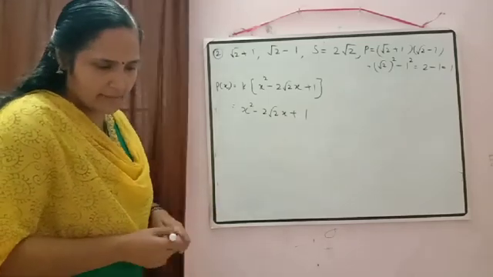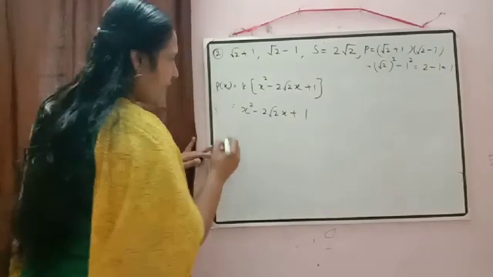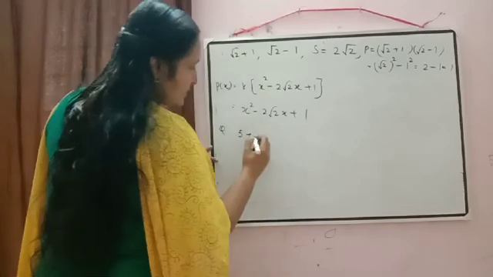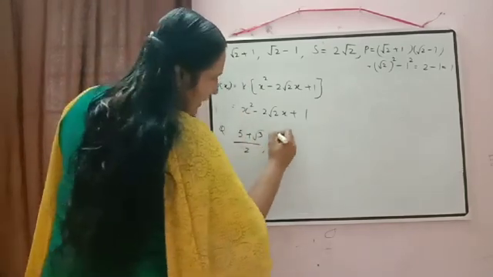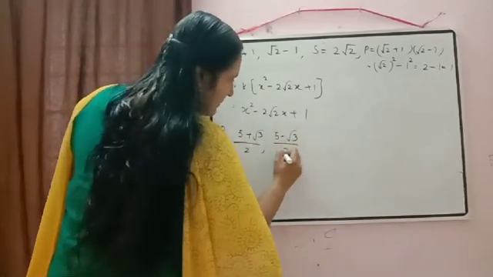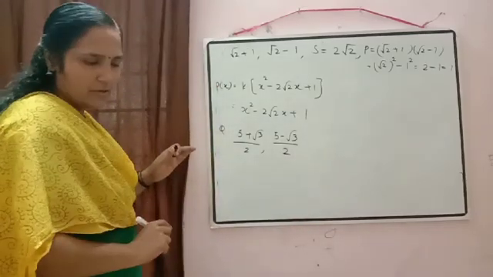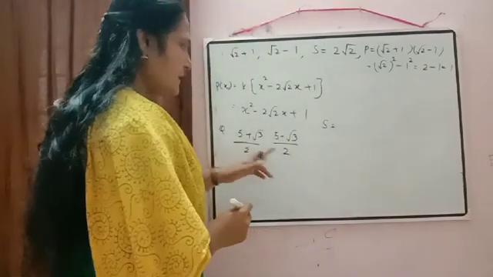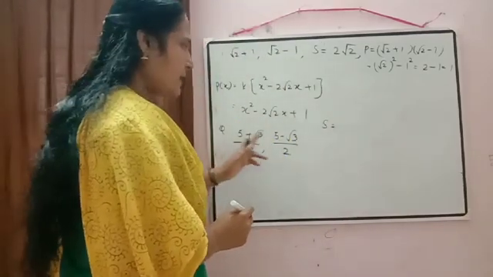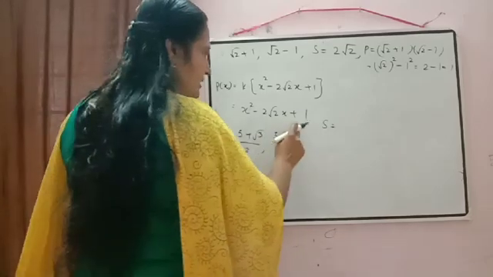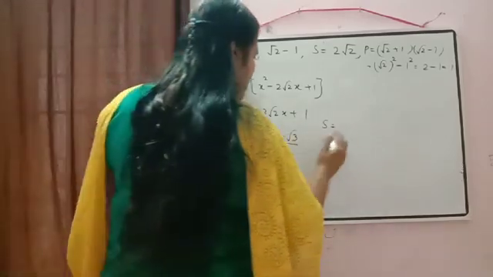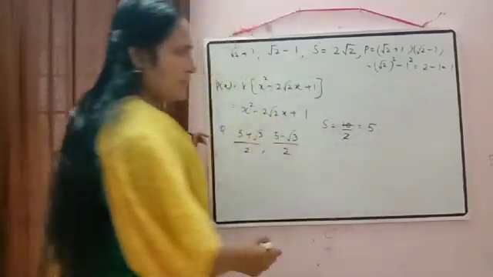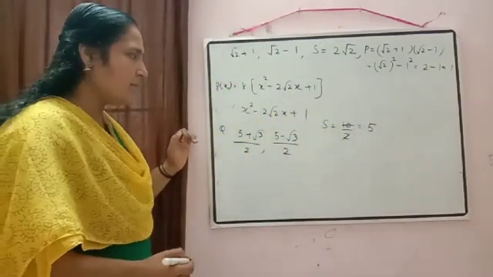Okay. Then the next one is, the two zeros are 5 plus root 3 by 2 and 5 minus root 3 by 2. These are the two zeros given. Now again add the two zeros. The sum will be, since the denominators are the same, we can directly add the numerators. Root 3 and root 3 will get cancelled. 5 plus 5 is 10, so 10 by 2 is 5. So the sum of the zeros is equal to 5.